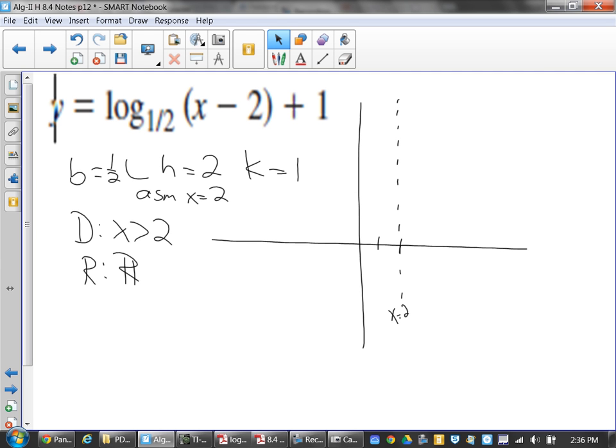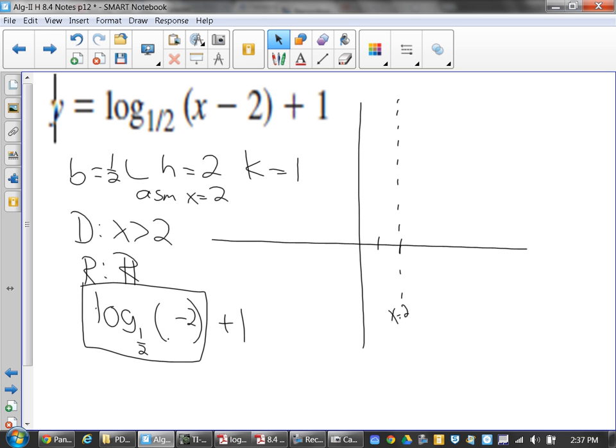My 2 ordered pairs I have to worry about. I want to take my log base 1/2 of parentheses x minus 2, and then I add on the 1. I need this first part to equal 1 in the parentheses. What do I choose for x? 3. So log base 1/2 of 1 is equal to what? 0. So this first chunk becomes 0. 0 plus 1 is 1. So my ordered pair is at 3 and 1. Okay with that? That's my first ordered pair.